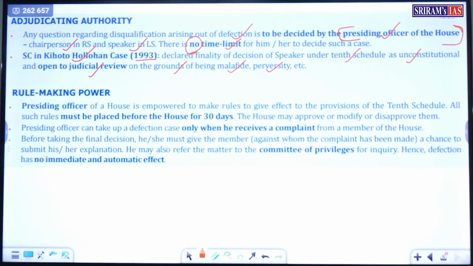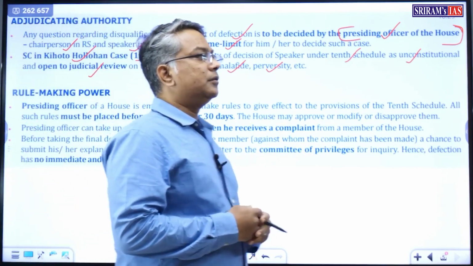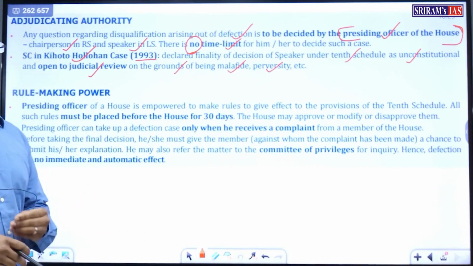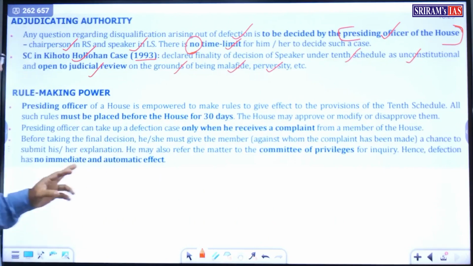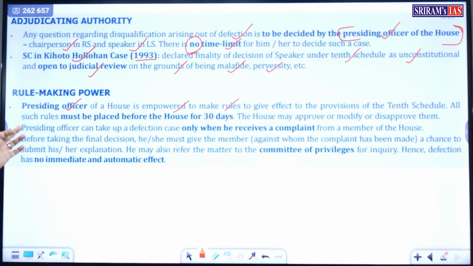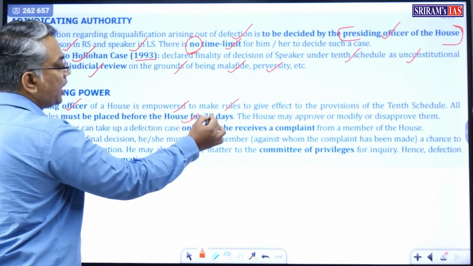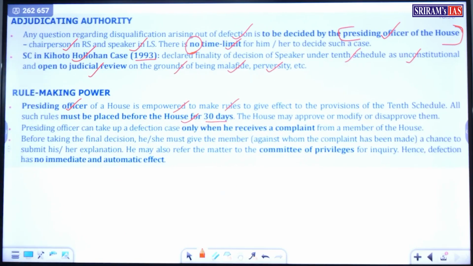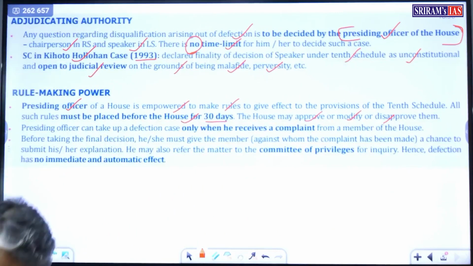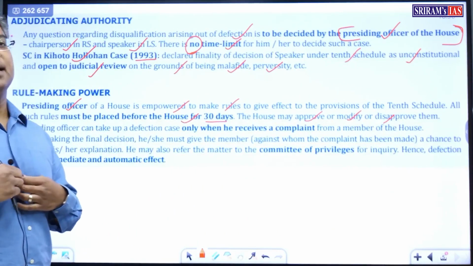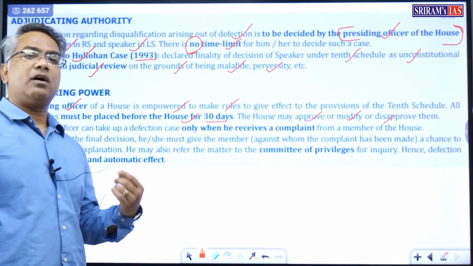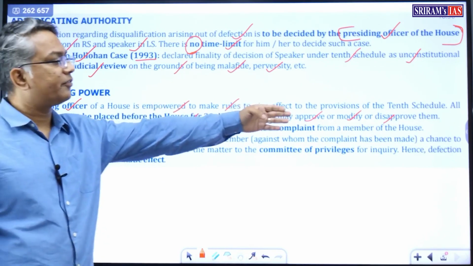Okay, rule making power. Who makes the rules under the anti-defection law regarding disqualification on the grounds of defection? The presiding officers of the house are empowered to make rules to give effect to the provisions of the 10th Schedule, and all such rules must be placed before the house for 30 days. The house may approve, modify or disapprove. So the presiding officer makes the rules, and all the rules are placed before the houses for 30 days, and they may approve, modify or disapprove.